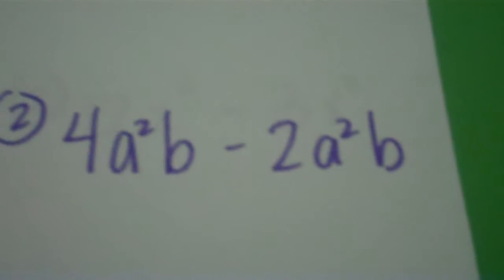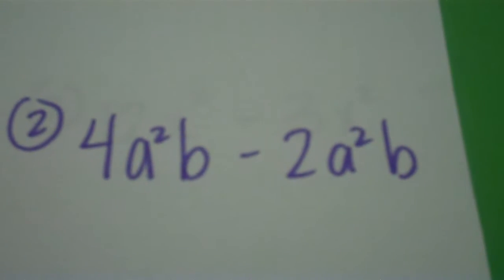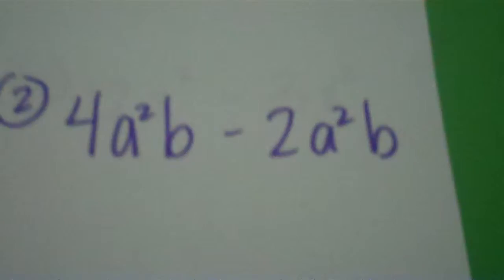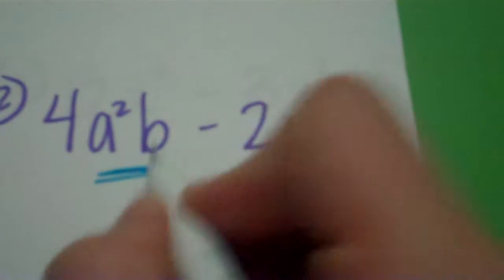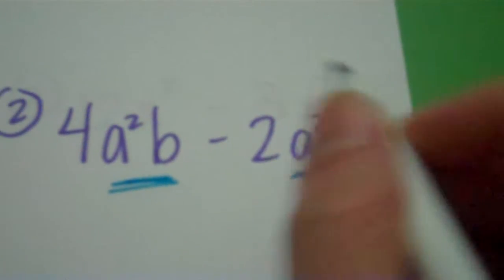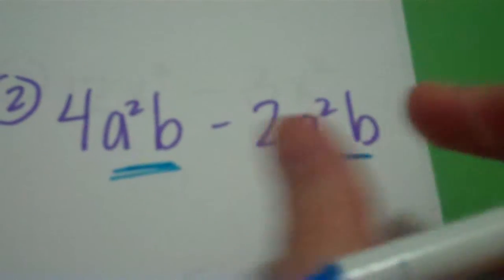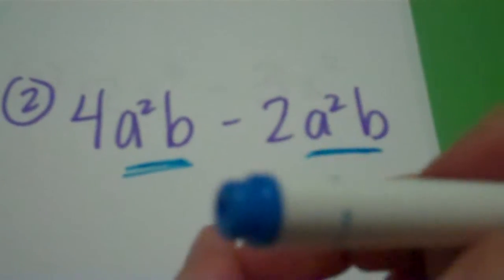And that's it. You don't do anything to the exponent at all. Next one. 4a squared b minus 2a squared b. Do they both have a squared b? Yeah, they're the same. I know it looks weird, but they have the exact same thing on the back. So I actually can subtract them.